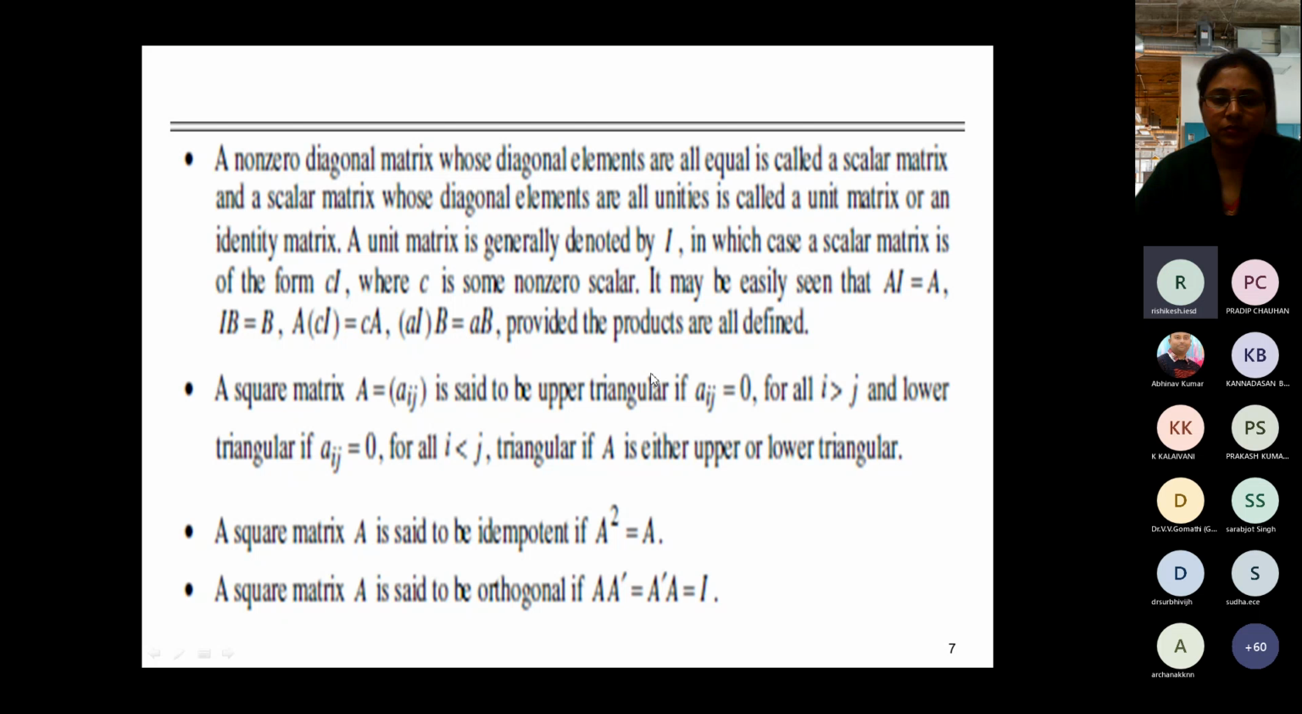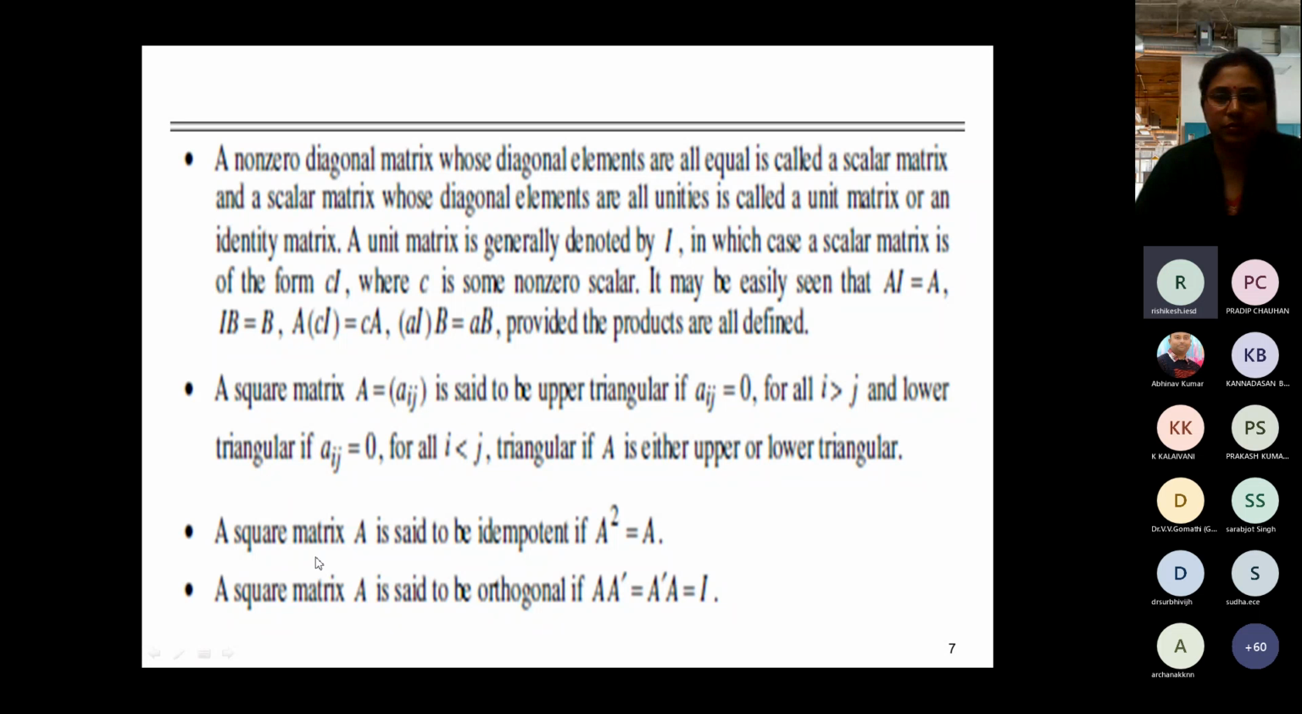A square matrix A equal to Aij is said to be upper triangular if Aij is equal to 0 for all i greater than j. This means that in an upper triangular matrix the lower elements are 0. It is called lower triangular if Aij is equal to 0 for i less than j. A matrix is triangular if it is either upper or lower triangular.